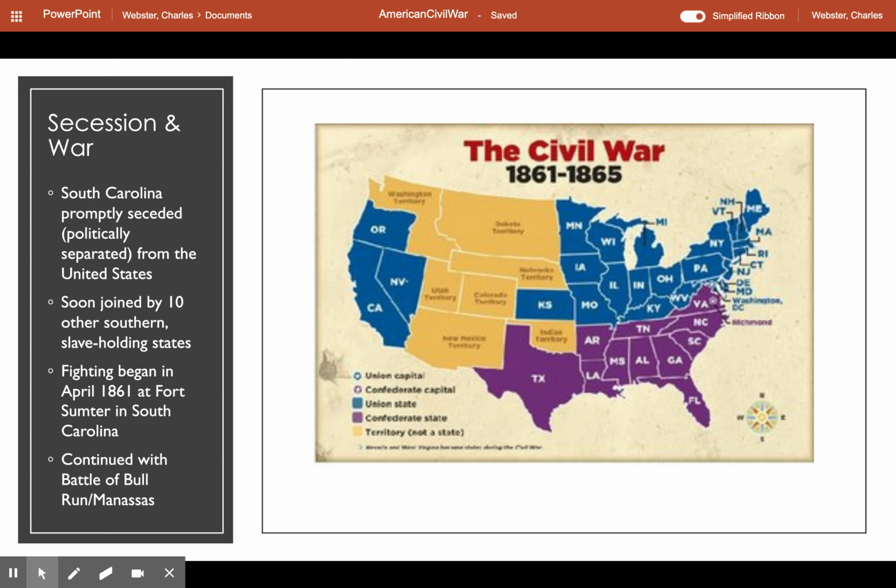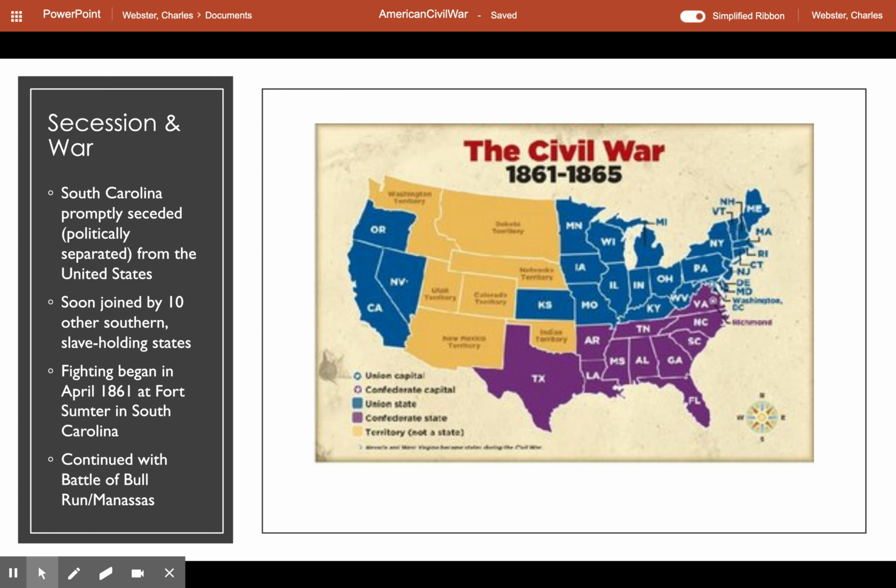The first state that seceded was South Carolina. It was the first state to secede since Lincoln was elected in November of 1860. South Carolina voted to secede, not succeed, but secede. Secede means to politically separate. So South Carolina voted to secede from the United States in December. So a month later.